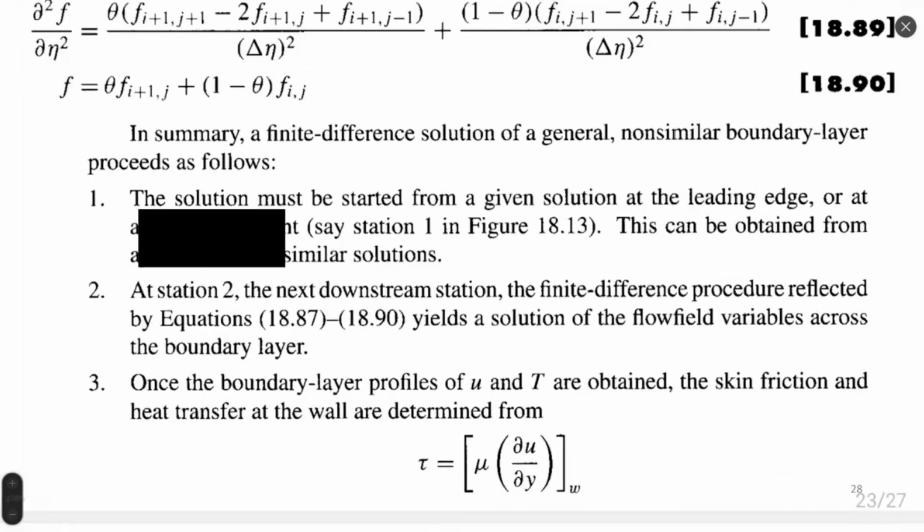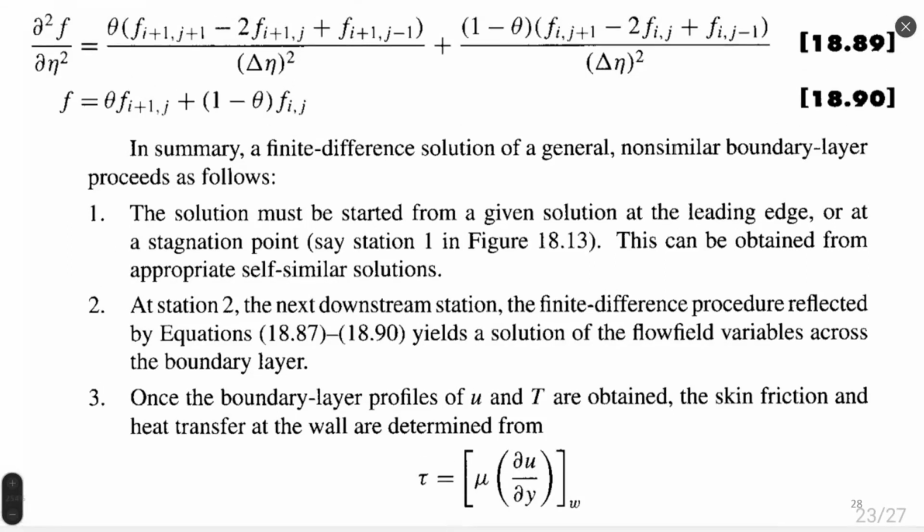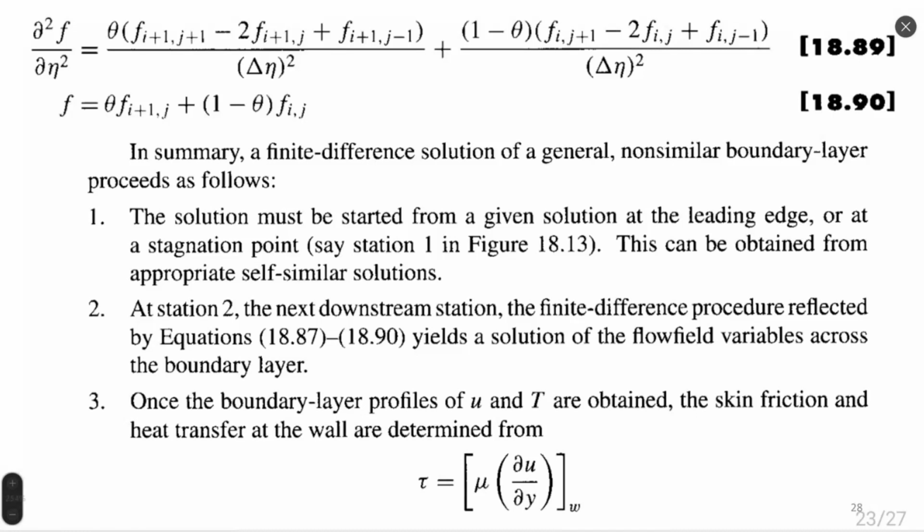And then once all these approximations are done, here Anderson presents the step-by-step method of calculation. So solution will be started from a leading edge or from flow with maximum velocity or at stagnation point, and then would go to downstream station, or according to flow direction would be obtained the profile of velocity, and then at the edge of boundary layer calculation will finish.